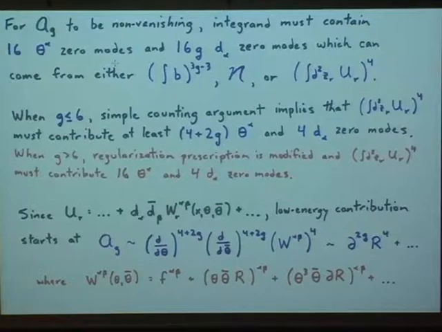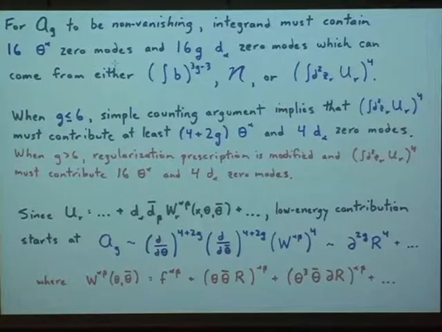So when g equals 6, it's contributing 16 thetas, which is of course the maximum number. But when g is greater than 6, it turns out this regularization prescription needs to be modified. So one has to regularize not just N, but also B, which is involved with the non-zero modes of lambda. I'm not going to go into the details, but this was worked out in a paper with Nekrasov. So when g is less than or equal to 6, the vertex operators have to contribute this amount. When g is greater than 6, they have to contribute all 16 thetas and 4 D alpha zero modes.